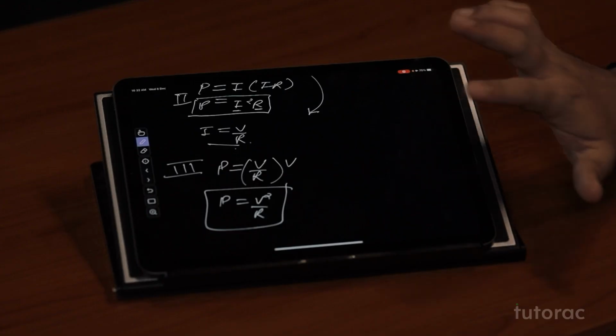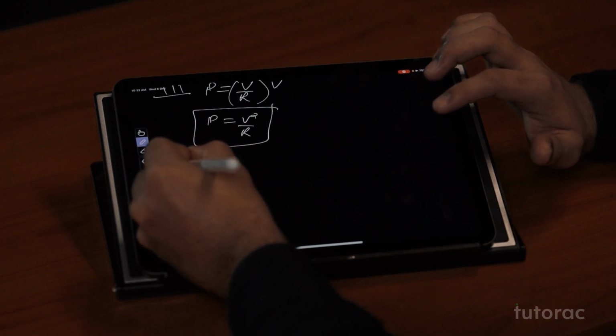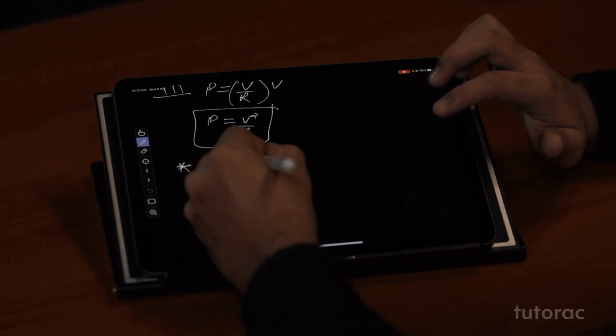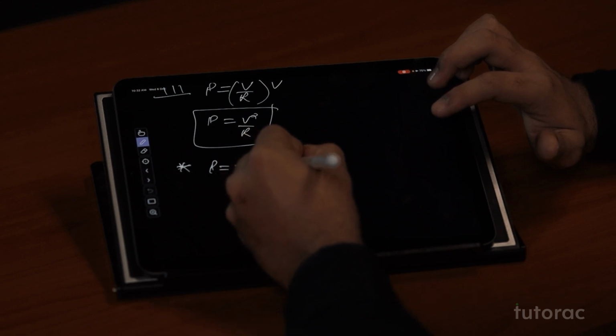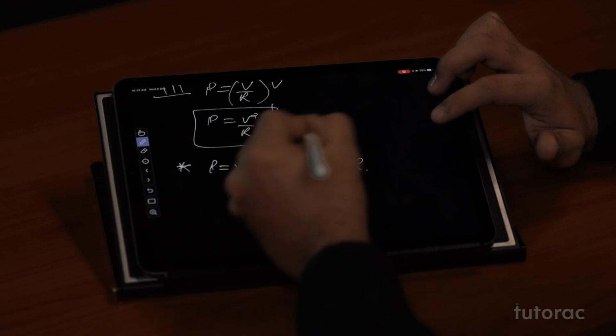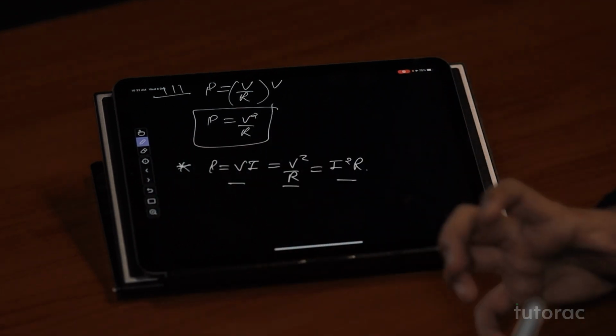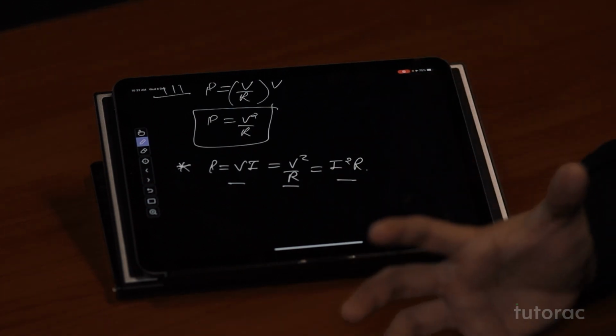Now, let me write all the three things together for your reference. So we have P equals VI, first relation, that is equal to V square by R, and that is equal to I square multiplied by R. So these are the three expressions we have that are relating the electrical parameters with power.